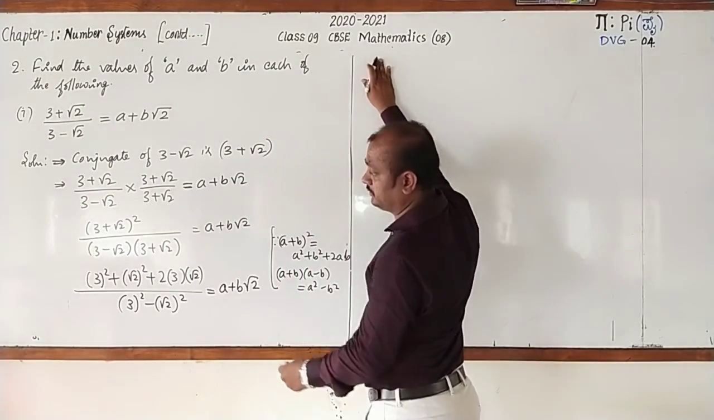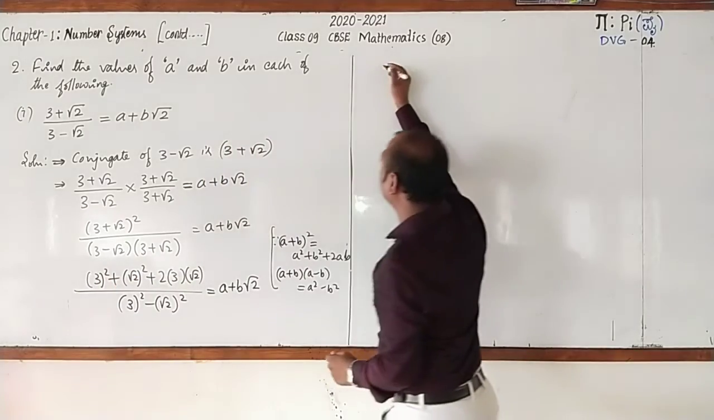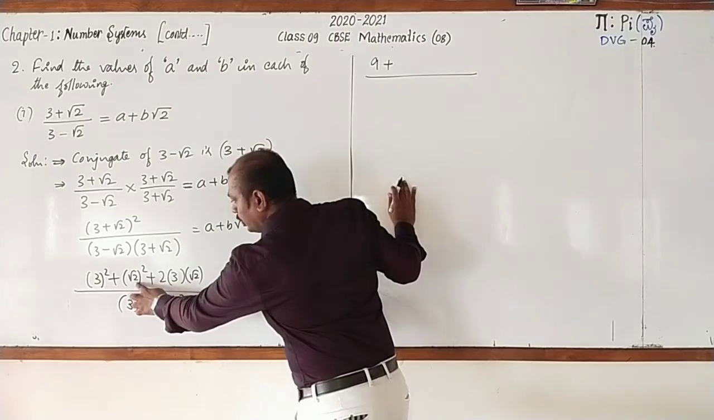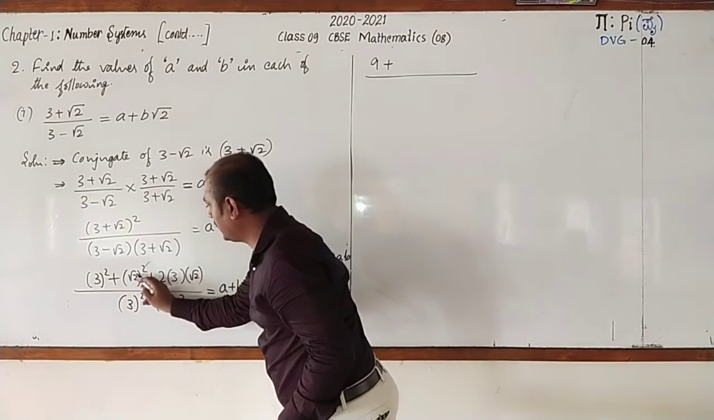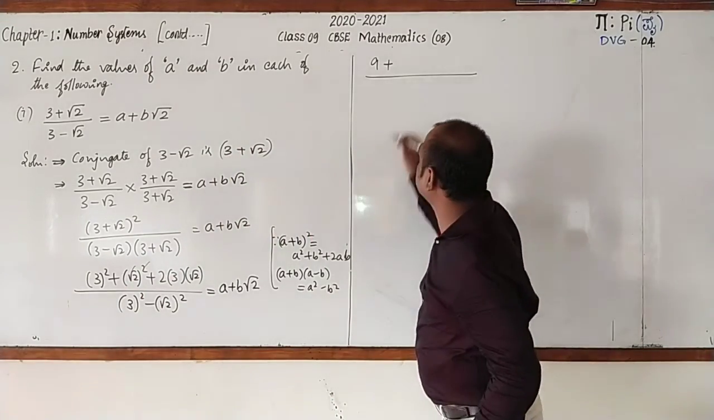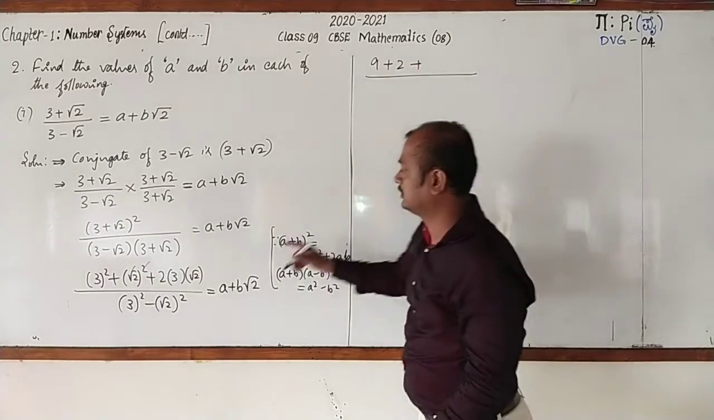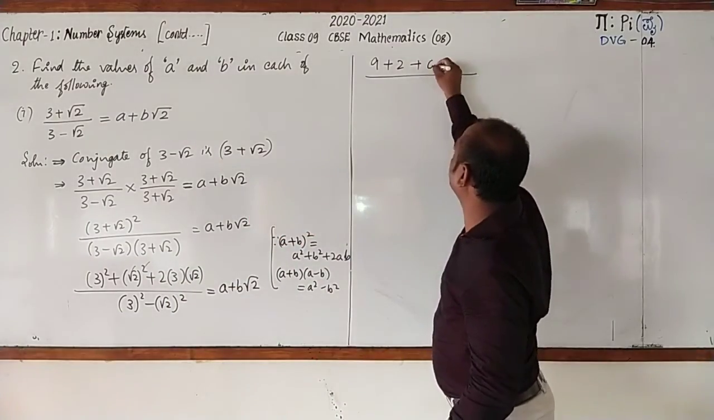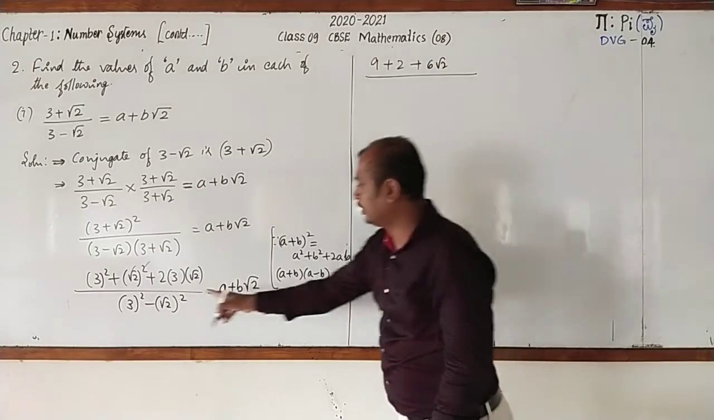Don't put an equal sign. What is 3 whole square? It is 9 plus root 2 whole square, square and root 2 root get cancelled. You will get 2 plus 2 3s are 6, 6 into root 2. Whole divided by.